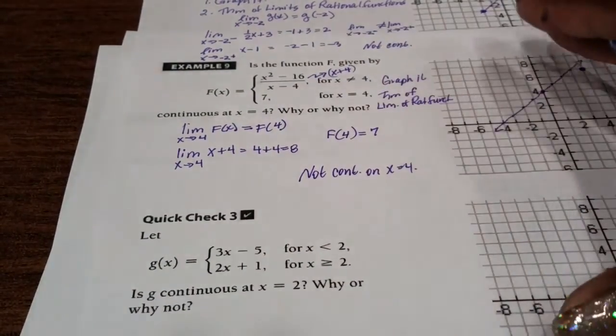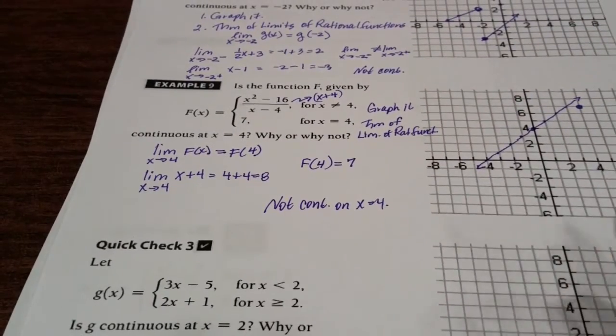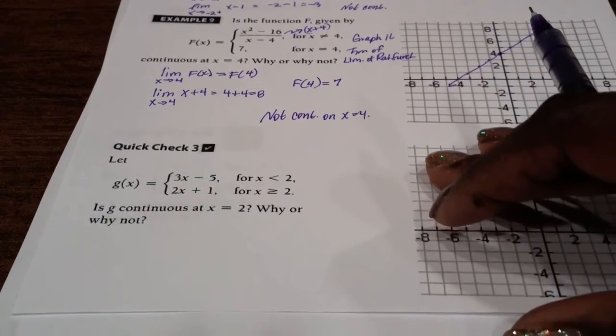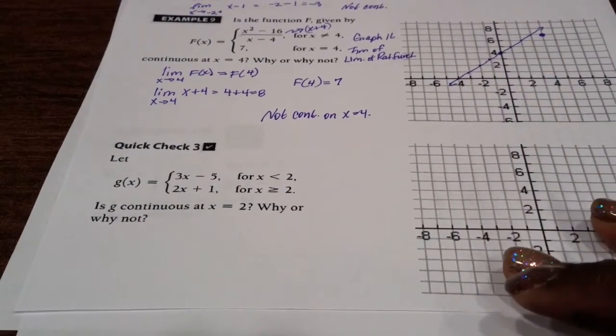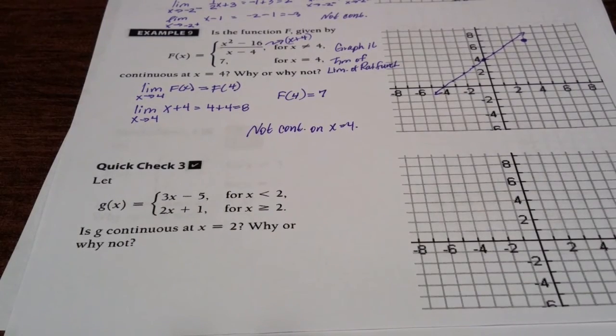Let's take a look at our quick check problem here. Quick check problems always make sure that we know what we're doing here. So with this problem, again, we have another piecewise function that we need to graph.